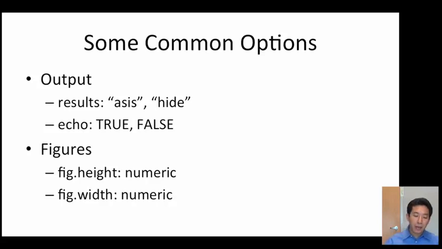So some of the common options that are good to remember, of course you can always go back to the documentation on the knitr website. So results can be specified as either hide or as is. As is means don't post-process the results, just show the raw results from whatever the output is. Echo can be true or false, so if you want to echo the code or not. For figures, usually you might want to modify the height and the width to be a specific size. So fig.height and fig.width are common options to set there.